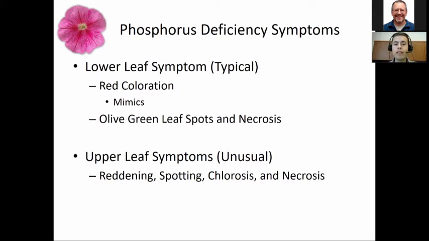Now, in addition, you may see symptoms of olive green leaf spots and necrosis on the lower leaves. It's not something that people typically recognize as phosphorus deficiency quite as often, but it is actually very common, just not really recognized. And then we'll go over upper leaf symptoms of phosphorus deficiency, which are quite unusual and have been a topic of my research over the last year and a half. And so these upper leaf symptoms can pretty much take on the appearance of any of the lower leaf symptoms that you would see. So reddening, spotting, chlorosis, and necrosis are all symptoms that you may see in this really unusual type of deficiency that I'll talk about.